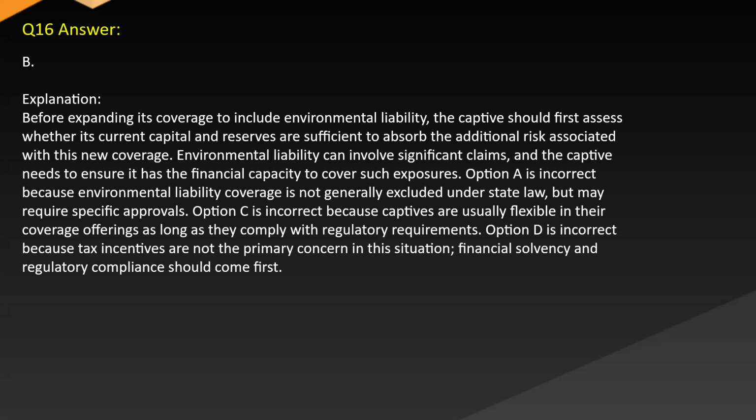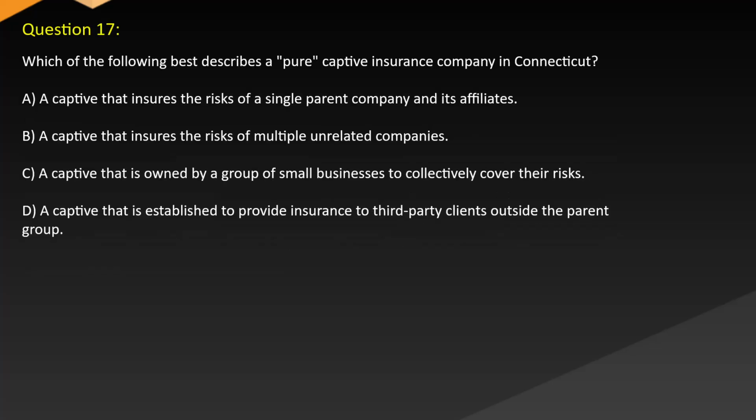Option D is incorrect because tax incentives are not the primary concern in this situation of financial solvency, and regulatory compliance should come first. Question 17. Which of the following best describes a pure captive insurance company in Connecticut?